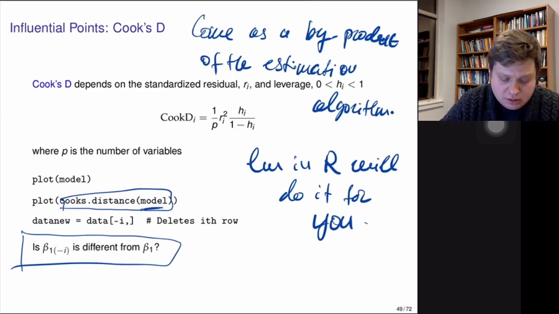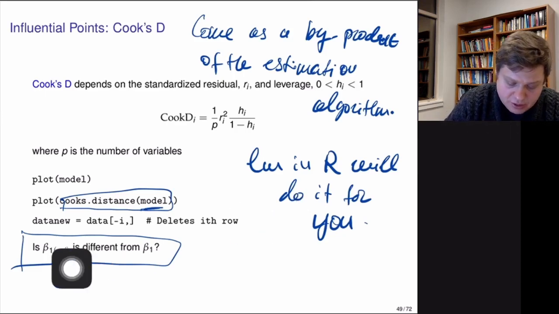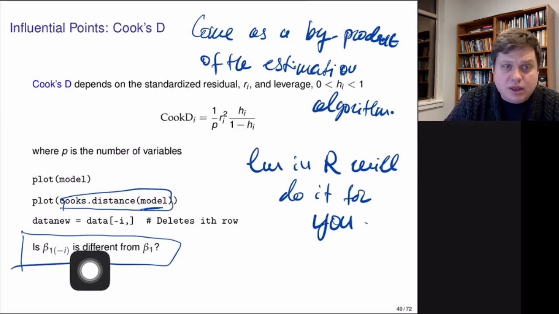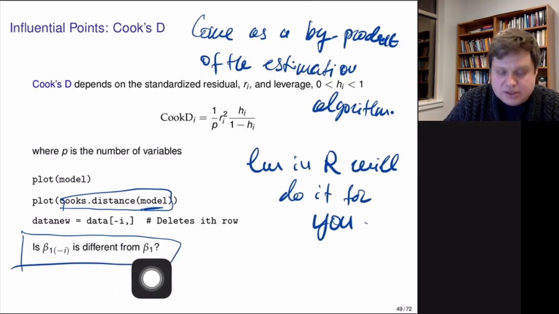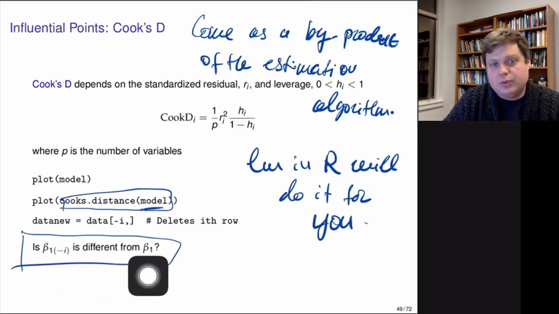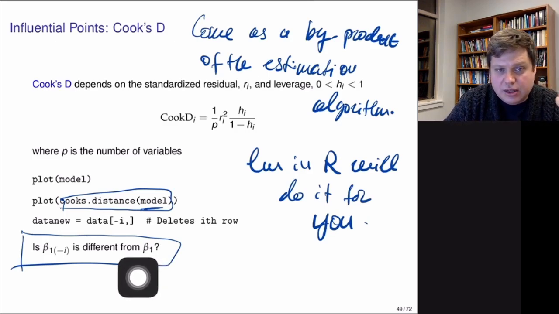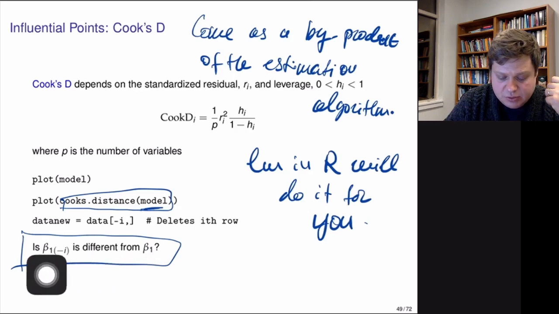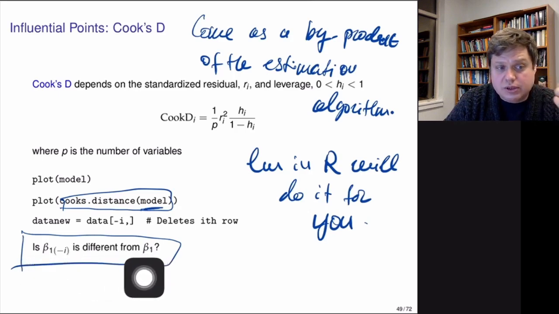Essentially that's what Cook's distance is trying to measure: whether coefficient beta 1, when you estimate it with observation i removed, is different from the beta 1 when it's estimated on the full data set. So what happens to the slope beta 1 if we remove a specific observation i? This difference between two slopes will tell us whether this point i is an influential point or not.